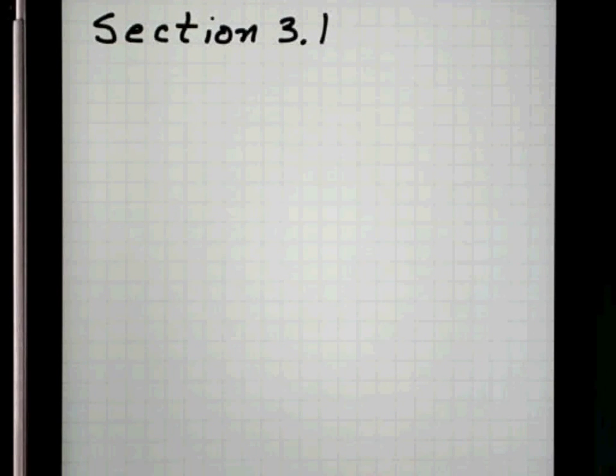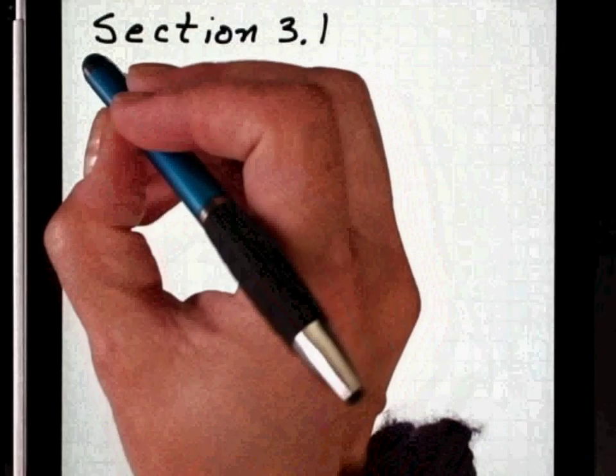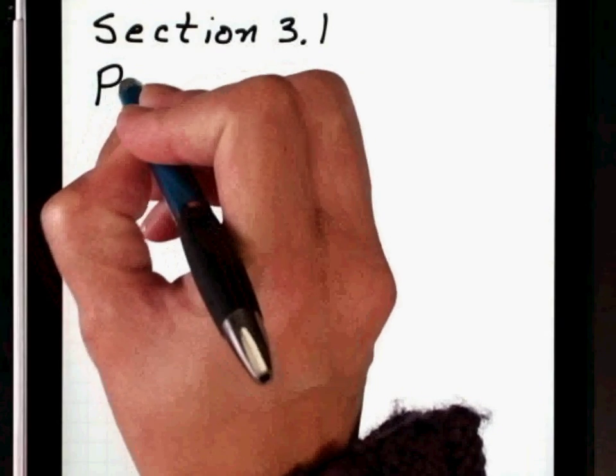Hi, welcome to our first video lecture. This is going to be an overview of section 3.1, which is the first section we will be covering as a required portion of this class. And the topic of this section is paired data and graphing.